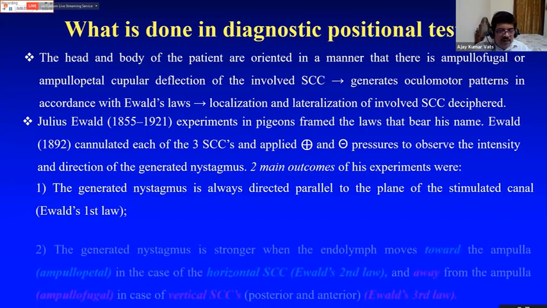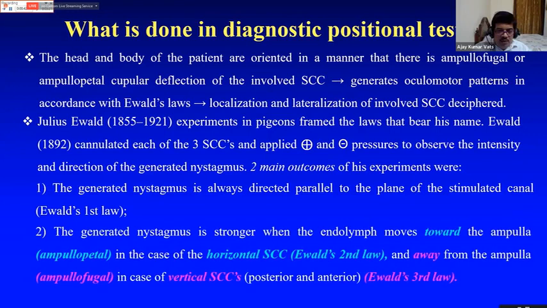The generated nystagmus is stronger when the endolymph moves towards the ampulla, that is the ampullopetal cupular deflection, in the case of horizontal semicircular canal, the Ewald second law, and away from the ampulla, that is ampullofugal cupular deflection, in the case of vertical semicircular canals, that is the Ewald's third law. These second and third laws are used when we assess the positional nystagmus and decipher, that is, lateralize as well as localize the canal. What is done to treat BPPV?